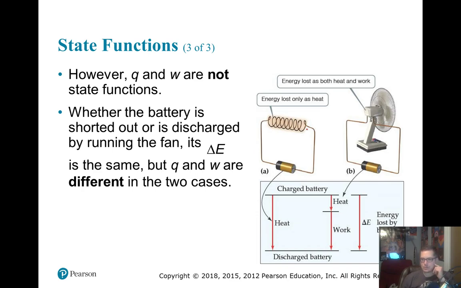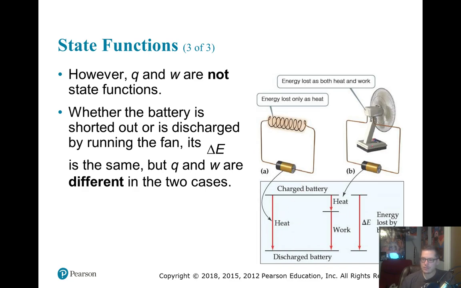In the two examples here, we've got a battery that is discharged by being shorted out. When a wire gets shorted out, it becomes very, very hot. So this wire here lost all of its potential electric energy, and really its chemical potential energy gets lost as heat to the environment. Here's the wire, and it loses a bunch of heat going this way. So that's this guy showing your charged battery gets turned into heat.